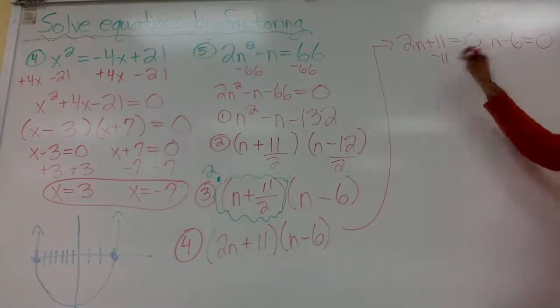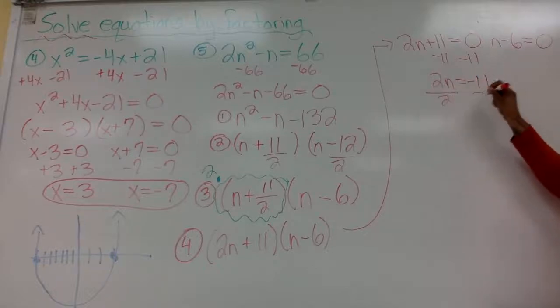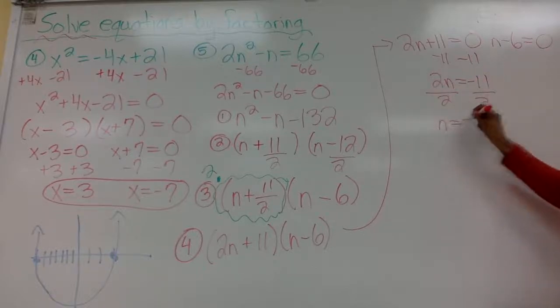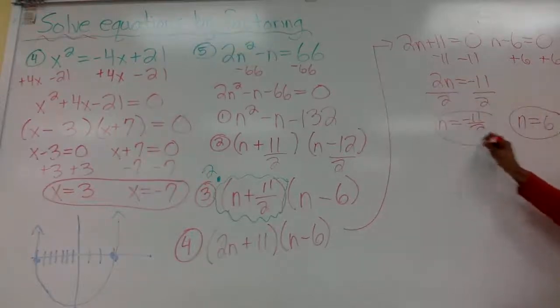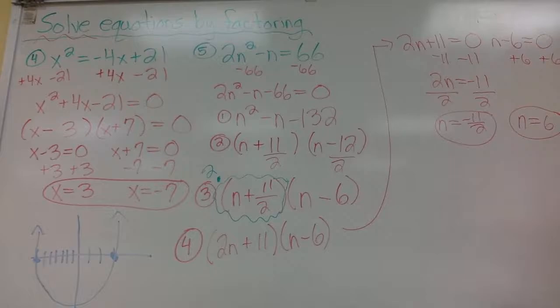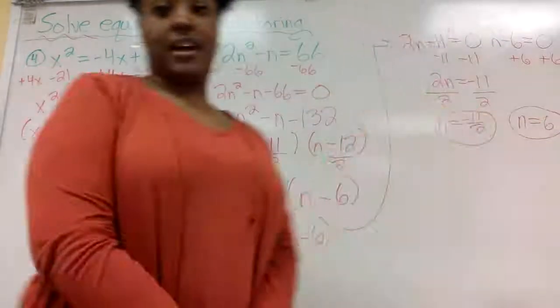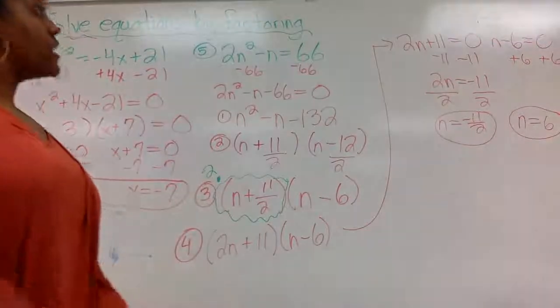Subtract 11 from both sides. Divide by 2. We got negative 11 halves. Add 6 to both sides, and we got 6. So our two answers are negative 11 halves and positive 6.